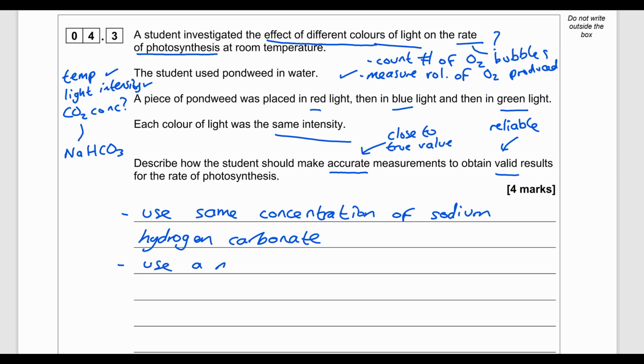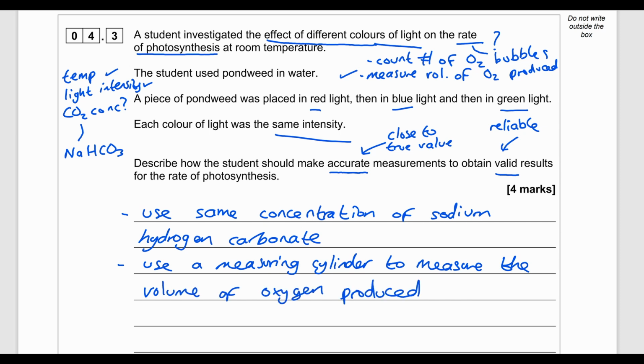Then we can start to talk about the method a little bit. We're going to use a measuring cylinder to measure the volume of oxygen produced. So we've made it clear in our answer that we know that we're trying to measure something accurately by using a piece of equipment that has values, as opposed to counting with our eyes.